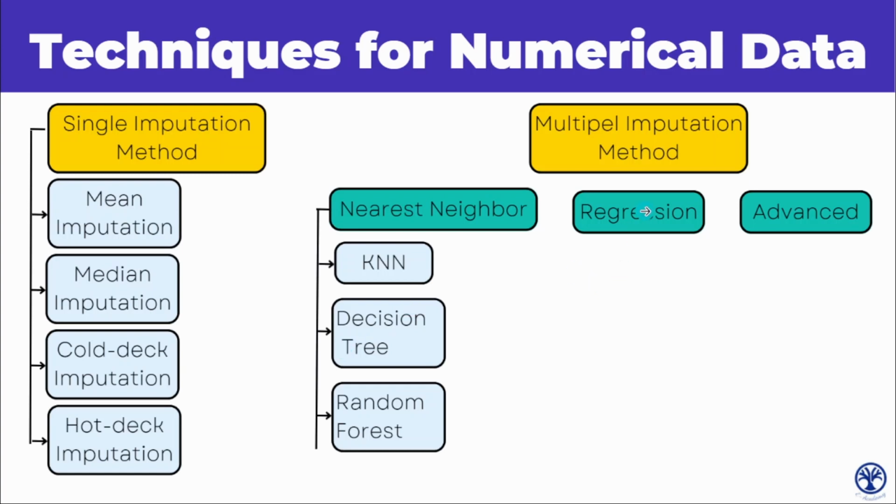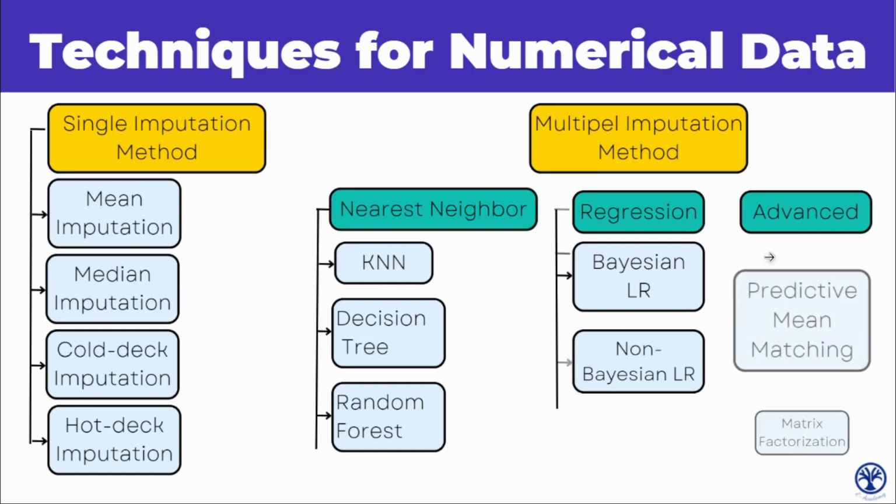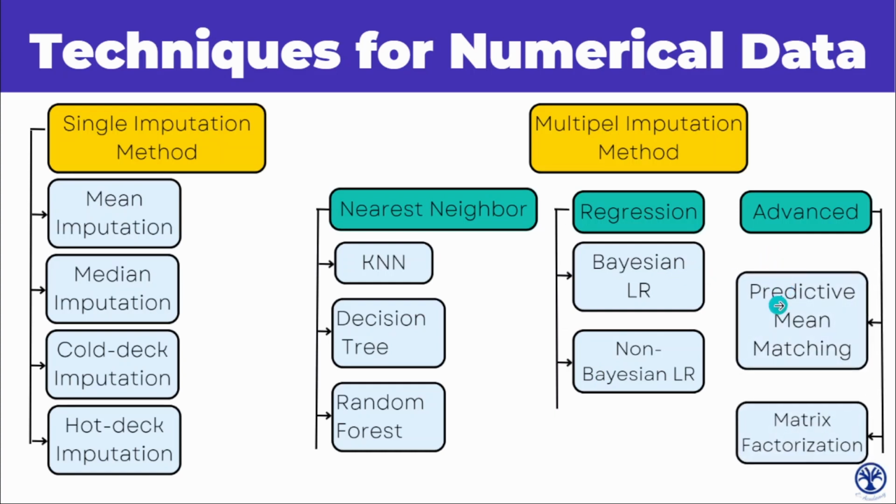The second one is the regression approach, and this is the richest approach in the multiple imputation method because there are plenty of approaches that fall into regression. Broadly we'll say that there are two main types: Bayesian linear regression approaches as well as non-Bayesian linear regression approaches. We'll dig deep into these two approaches in the coming videos. Then come the advanced approaches. Here comes predictive mean matching and matrix factorization. And you must know matrix factorization because it is very famous when you are dealing with recommendation systems.